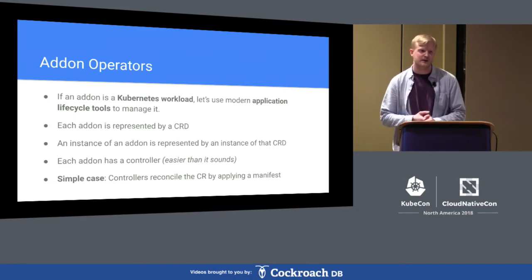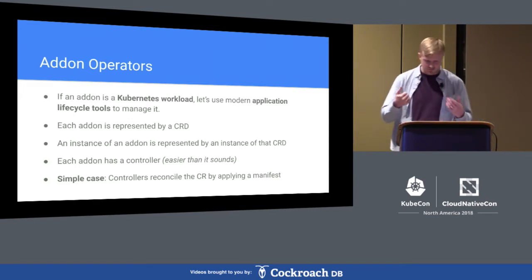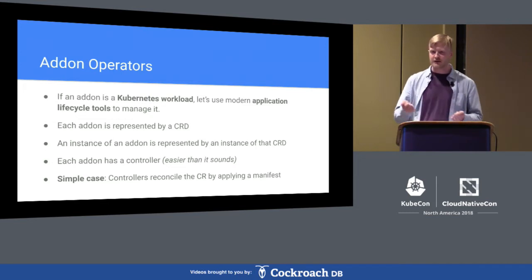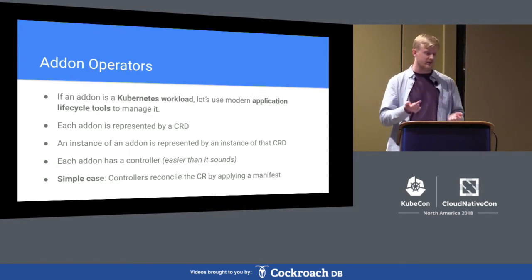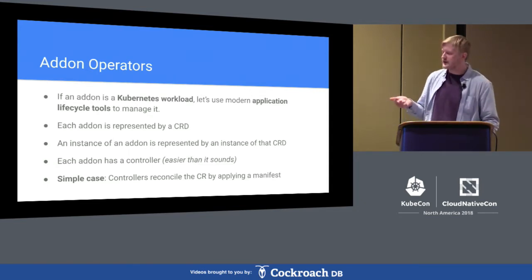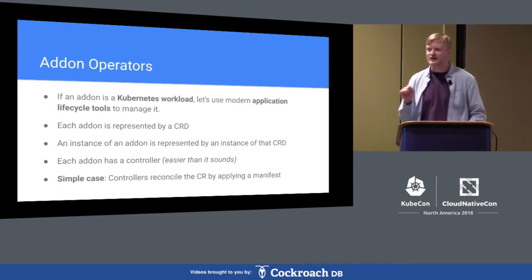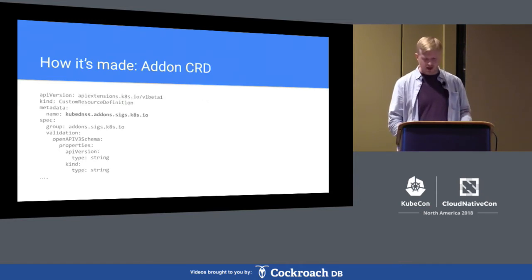So what we're here to talk to you about is exactly that, add-on operators. If Kubernetes add-ons are just normal workloads, let's use modern application lifecycle tools to manage them. In practice, this means a CRD for every add-on we have, an instance of that CRD, a CR, to activate it, and each add-on has its own controller to manage it. And I'll tell you that that is easier than it may sound. Let's walk through what happened in that demo.